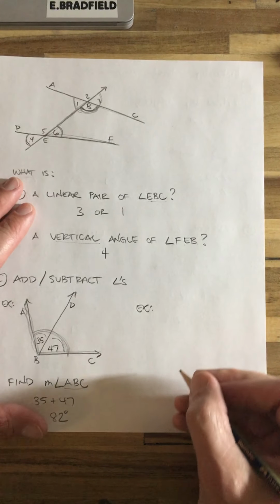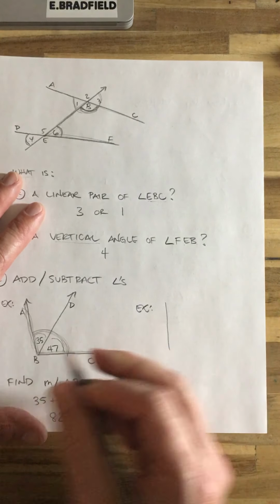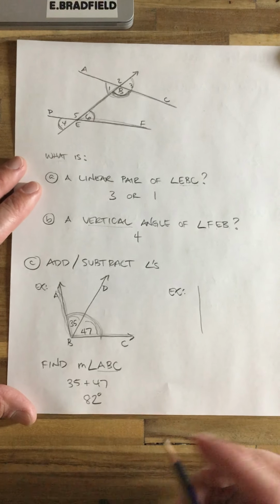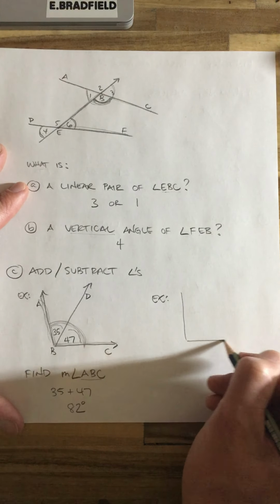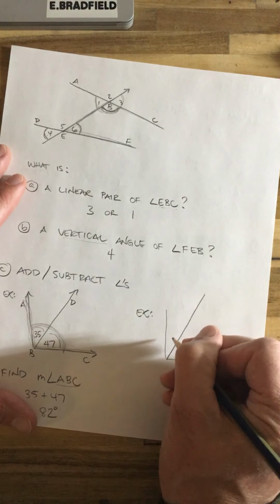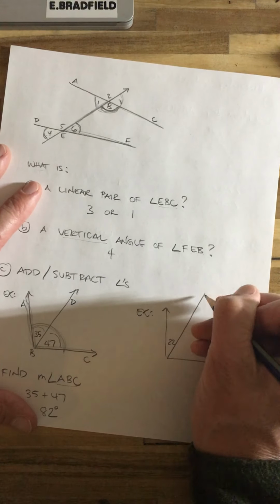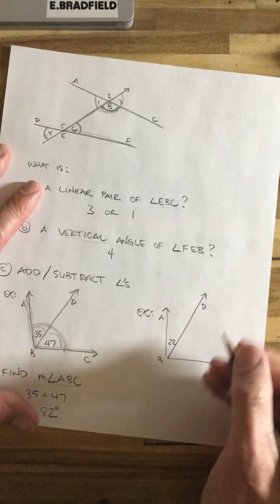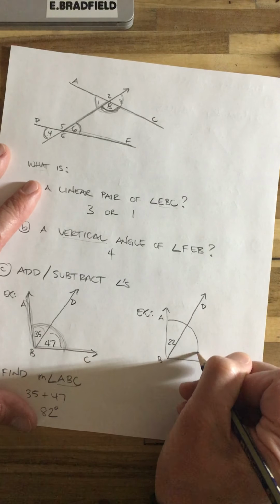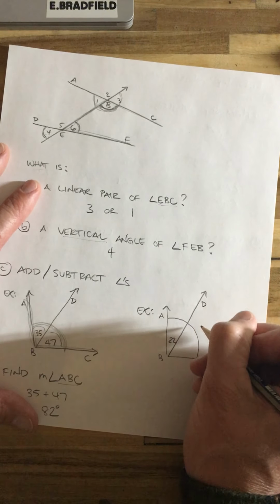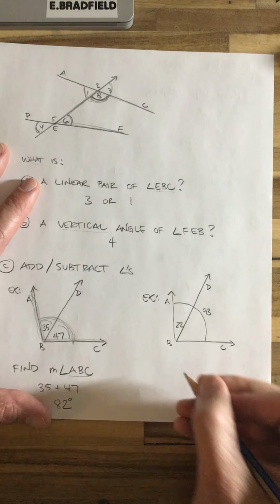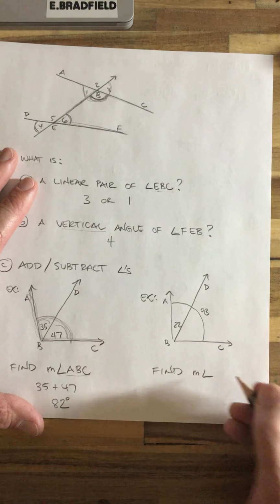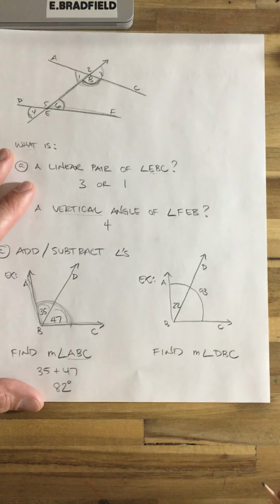What if I said we have this angle right here? Oh, and by the way, that's not drawn to scale. Can you tell that that's not drawn to scale? This one probably won't be drawn to scale either. This is 22. This is A, B, C, and this is D. I'm telling you this entire thing is 93 degrees, and I want you to find the measure of angle DBC.